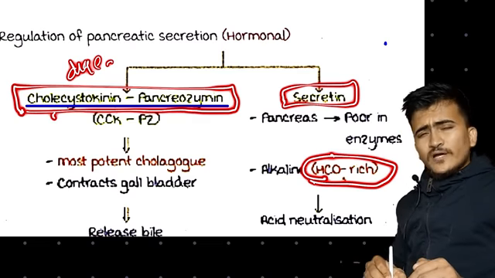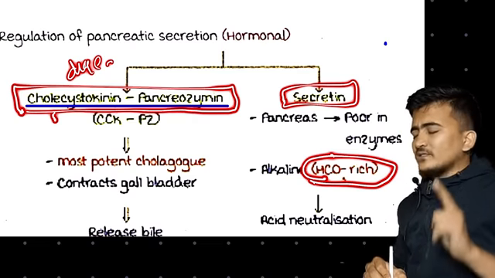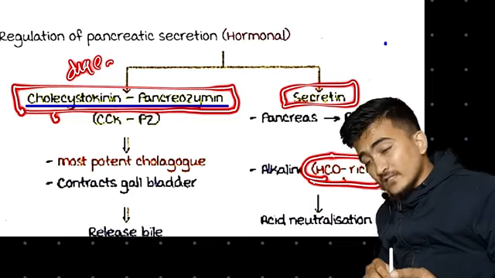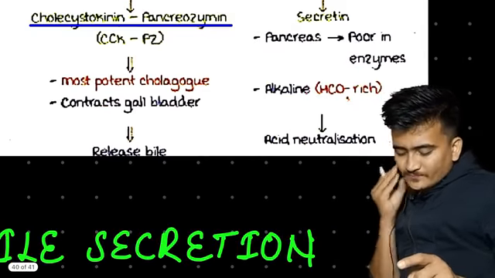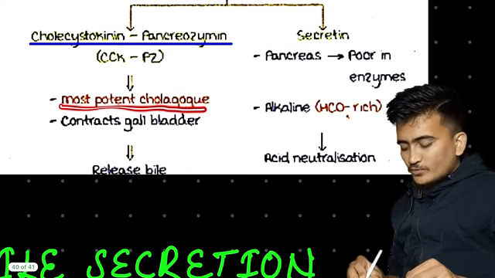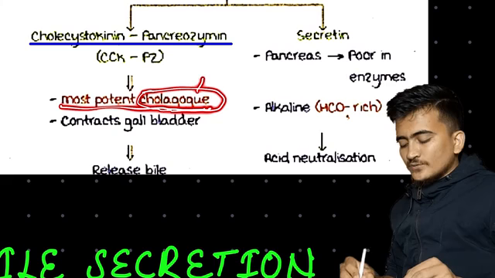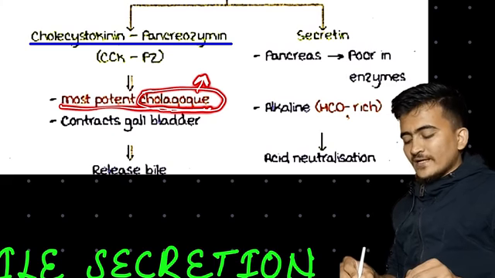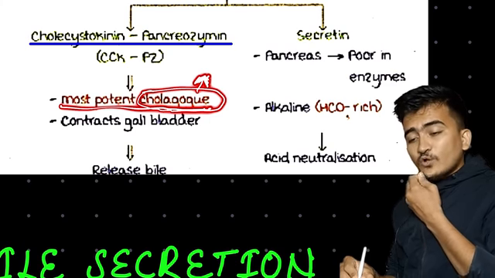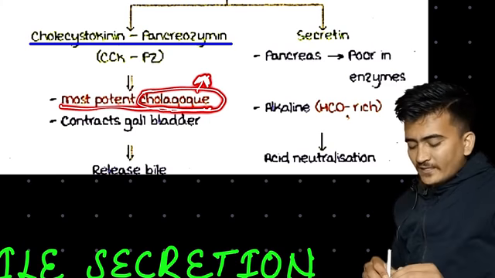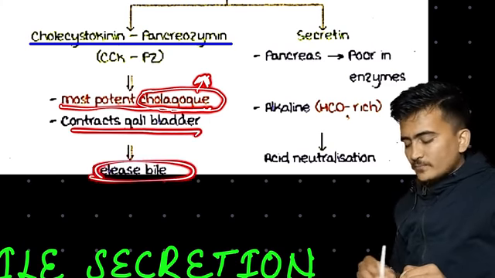Another thing is cholecystokinin helps in contraction of the gallbladder, and that will help to release bile. So, what we said is, as it is mentioned, the most potent cholagogue, and cholagogue is the one that will stimulate the contraction of our gallbladder to release bile. It is mentioned right here.